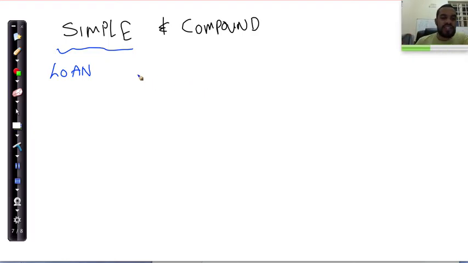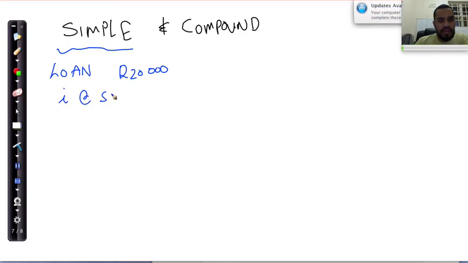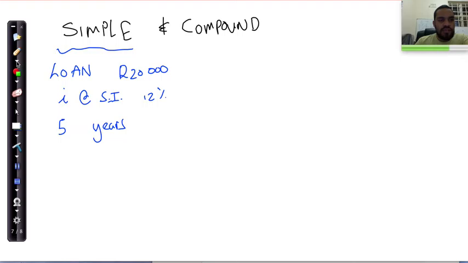And we're going to say that you want to take out a loan of 20,000 Rand initially. That's what we're interested in. Which is quoted to you at an interest rate at simple interest. So I'm going to put there simple interest, and it's a simple interest rate of 12%. Right, and then finally, you want to repay this loan over a period of 5 years.